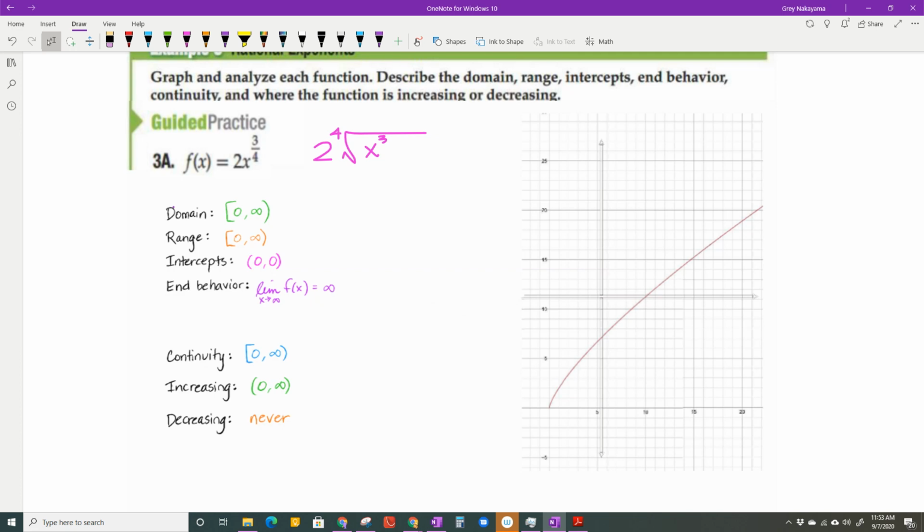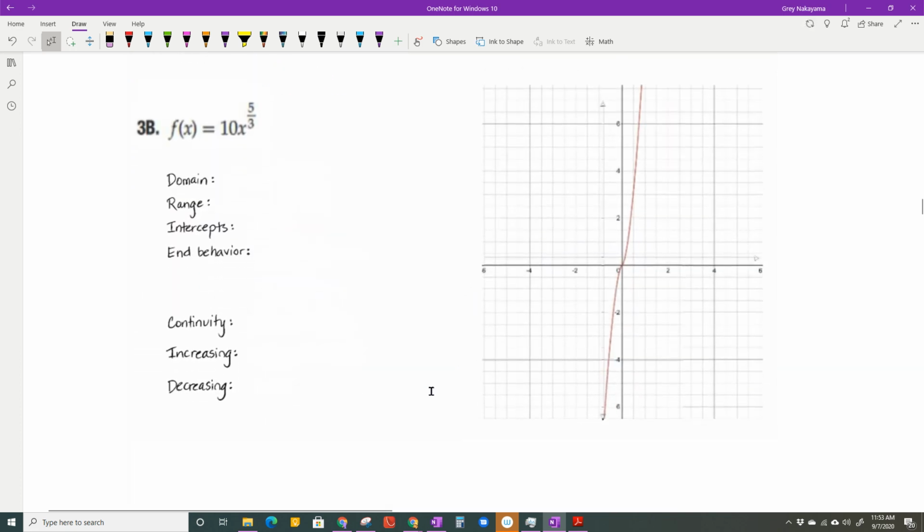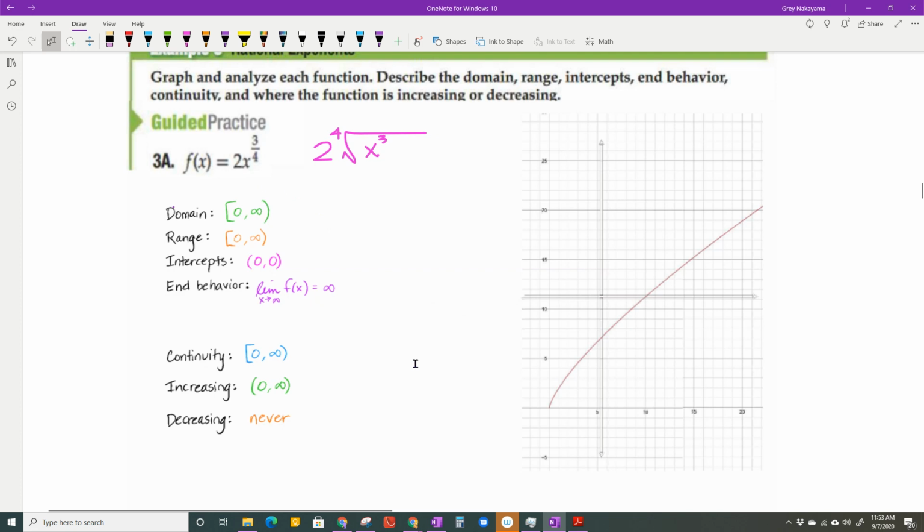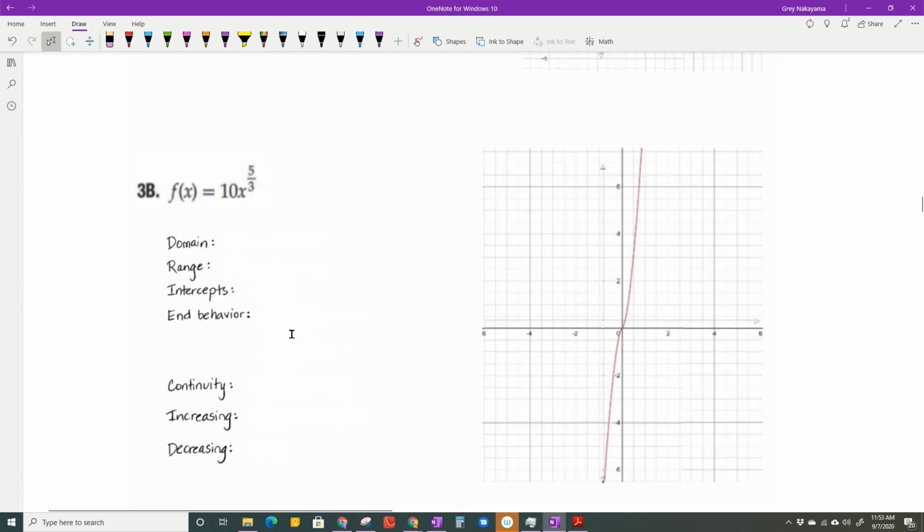Okay, last example, 3b. That one we had an even number on the bottom, and this one we have an odd number on the bottom. If we have an odd number on the bottom, it does not affect our domain because I can take the cube root of a negative number. So my domain is all reals, or negative infinity to positive infinity. My range, again, is all reals. My intercepts: where does it cross my x and y axis? It's crossing right here, so my intercepts are 0, 0.